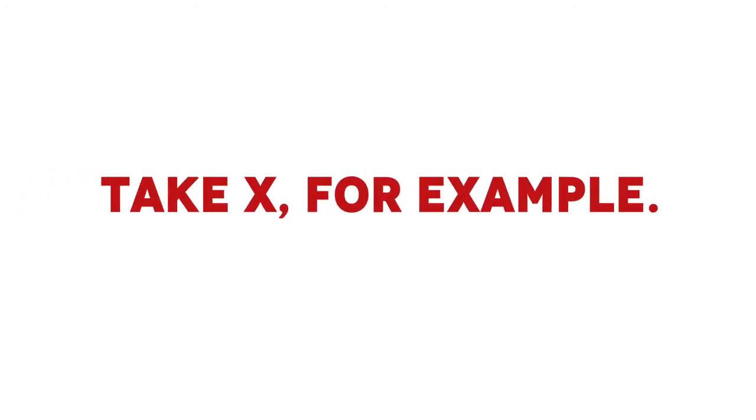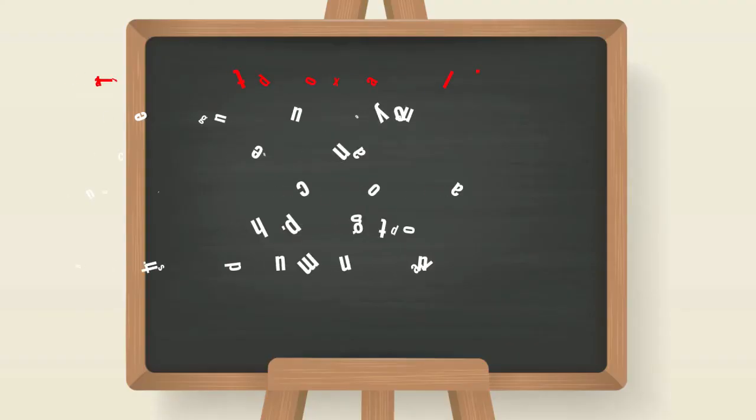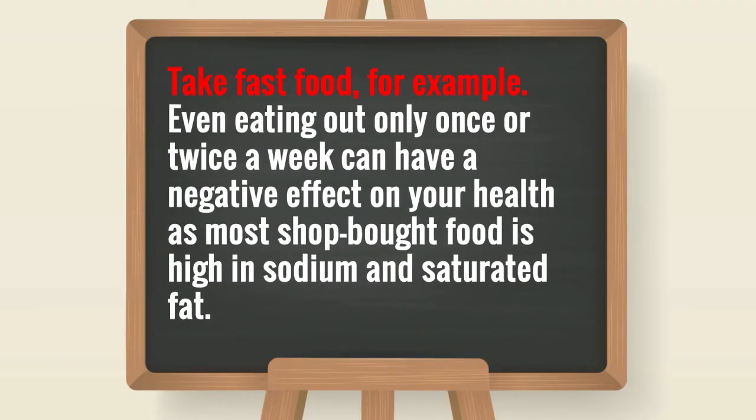Number 3 is you can also use "take X, comma, for example". Let's see the example. So here we say take fast food, comma, for example. And then you complete another sentence. Even eating out only once or twice a week can have a negative effect on so-and-so as seen in the example.